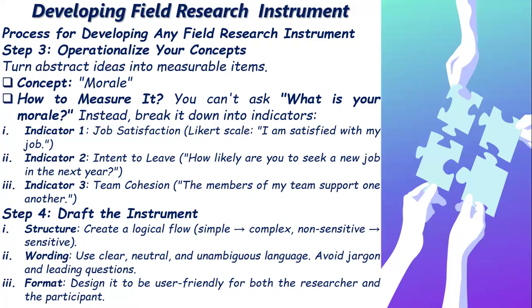Team cohesion: the members of my team support one another. Now, what is the environment? If they are working as a team, definitely all the members will be supportive of each other. If they are not working as a team, you can have a clear indication of whether the people are working as a team or not. If they are supporting, they are working as a team. If they are not supporting, they are not working as a team.